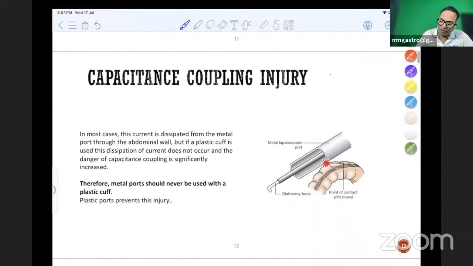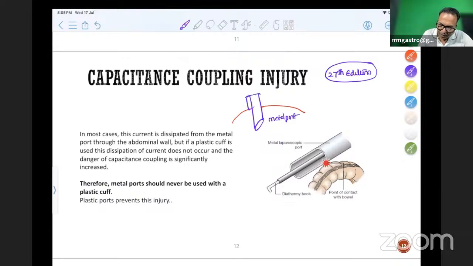There was one old injury in the 27th edition of Bailey. Luckily, that was removed in the 28th edition. The 28th edition is not showing this capacitance coupling injury. This is not seen because we are not using this type of ports. If I am using a laparoscope with a metal port, this is a metal port with a plastic cuff. This cuff is made of plastic.